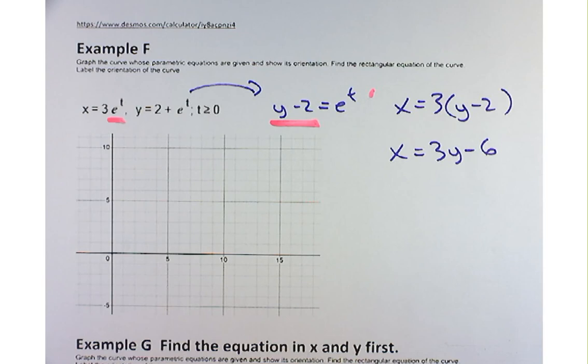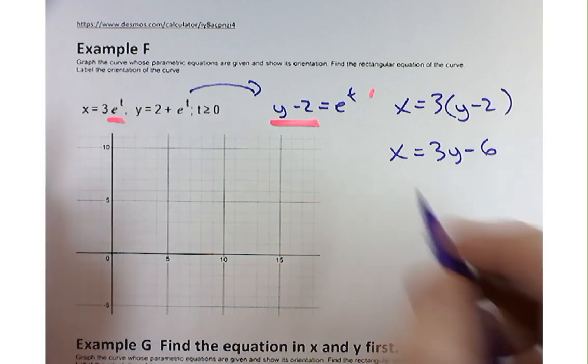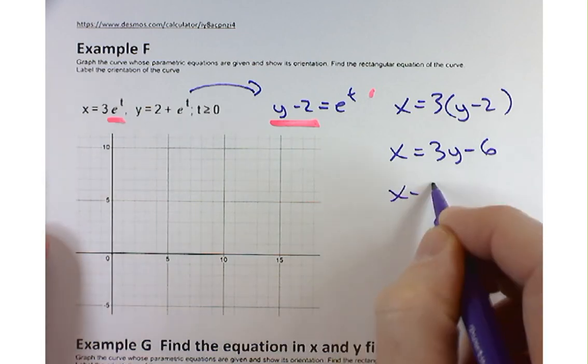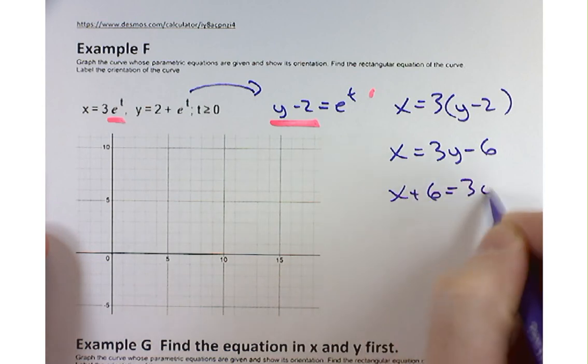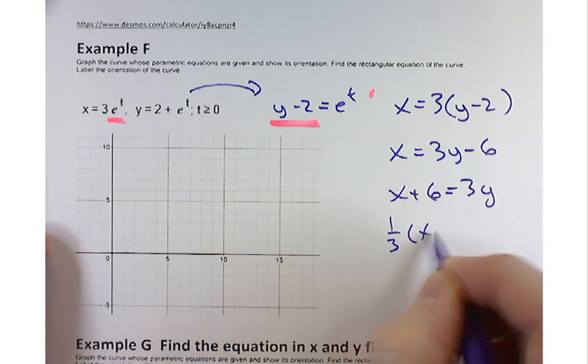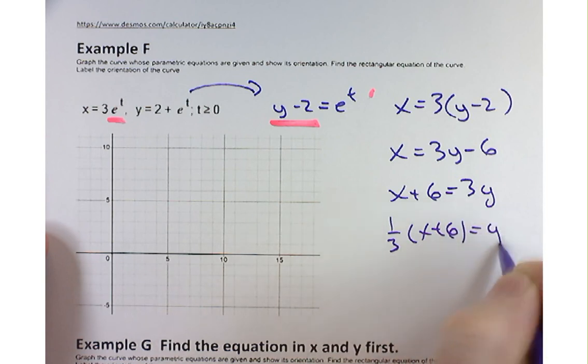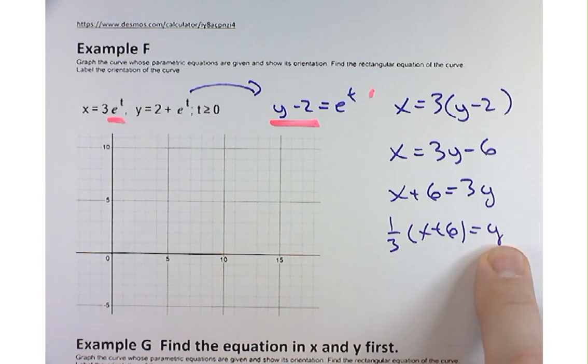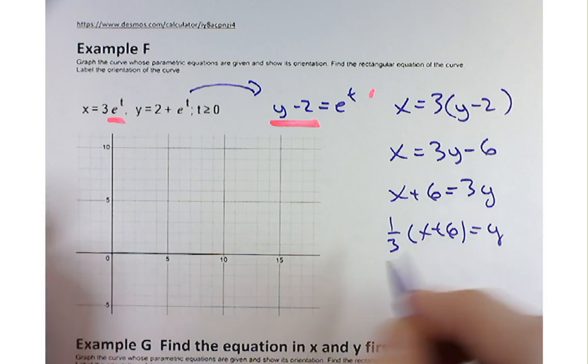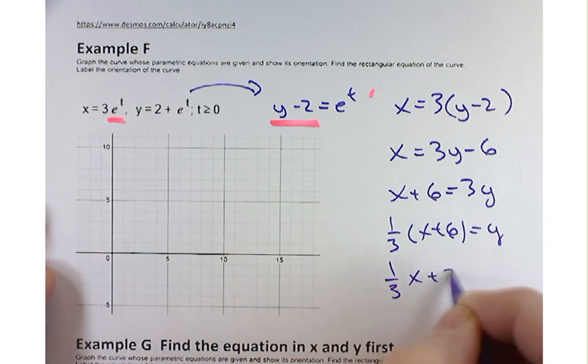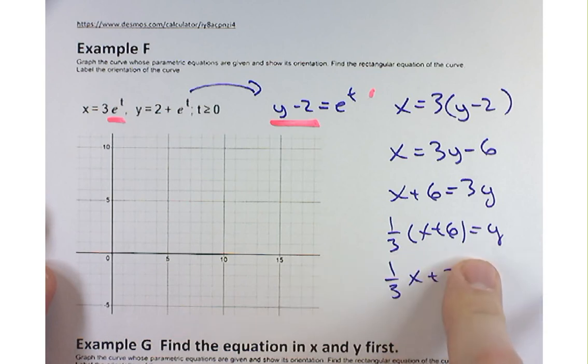You can solve for y if you want. In fact, you have to solve for y if you're going to graph this on your graphing calculator. That's going to be x plus 6 equals 3y, or 1/3 x plus 2 equals y. So if you wanted to solve for y and graph it that way, that's great. You could write it one of two ways if you distribute that 1/3. Okay, so that's going to be something with a slope of 1/3 with a y-intercept of 2.